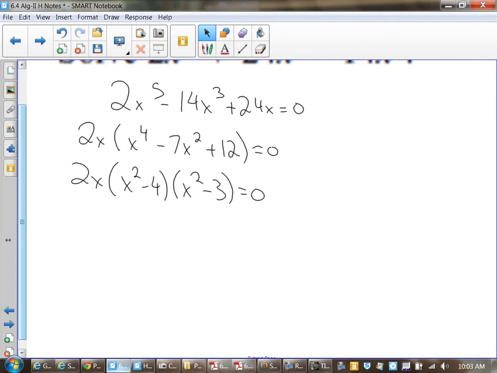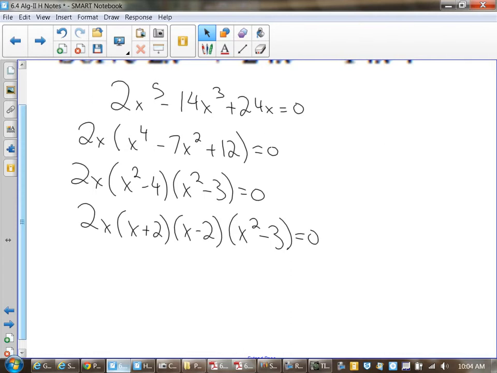Can I factor that any further? I can. Where can I go? What does that become? X squared plus 2 and x squared minus... Not x squared. X plus 2, x minus 2. Good. So I have 2x, x plus 2, x minus 2, and x squared minus 3 equal to 0.